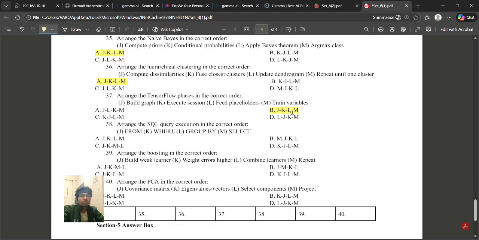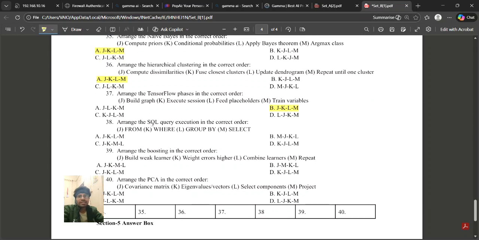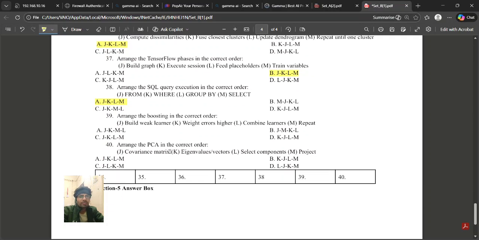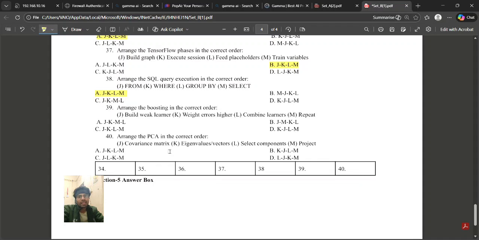Now go to question number 38. Arrange the SQL queries in the correct order. SQL queries execute in a specific order, not the order they are written. First is FROM, to identify the table, and then GROUP BY, aggregate, and finally the SELECT. So the answer is J, K, L, M. So the answer is A.